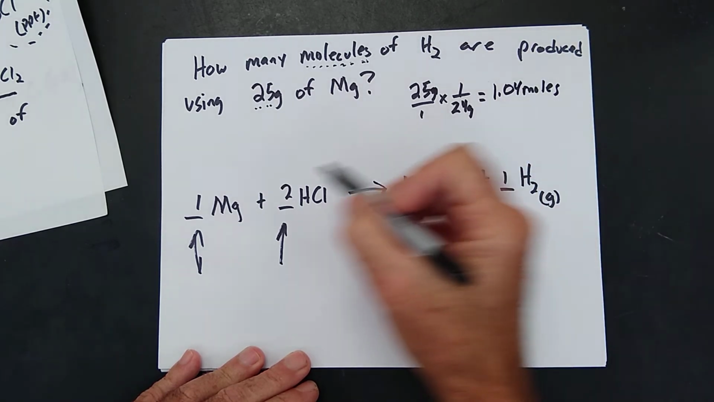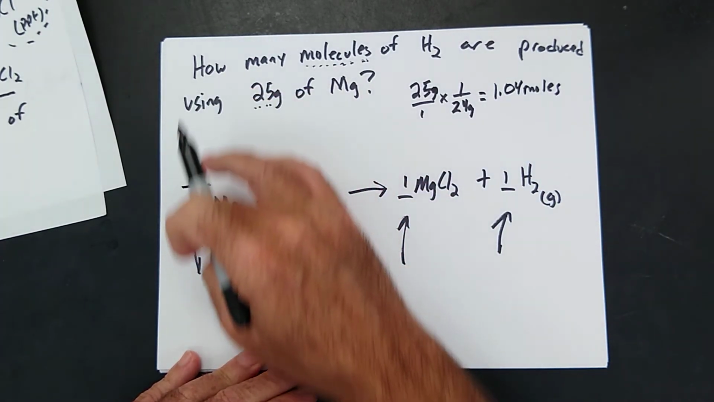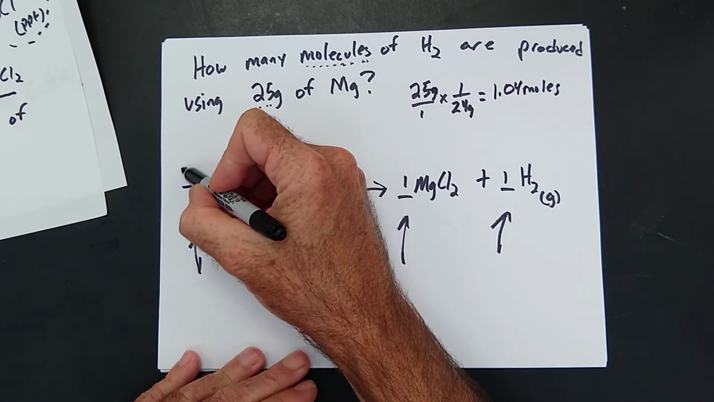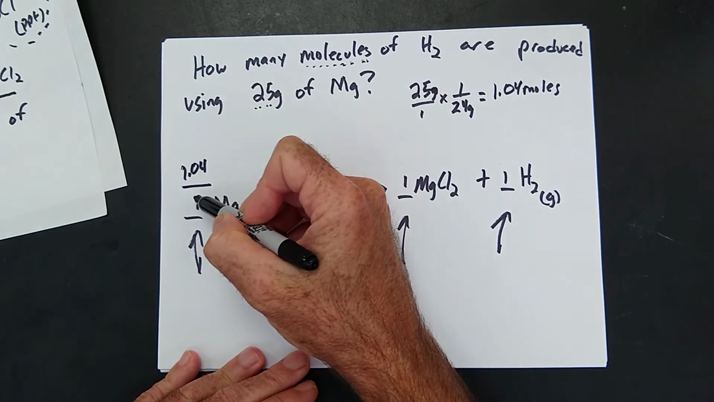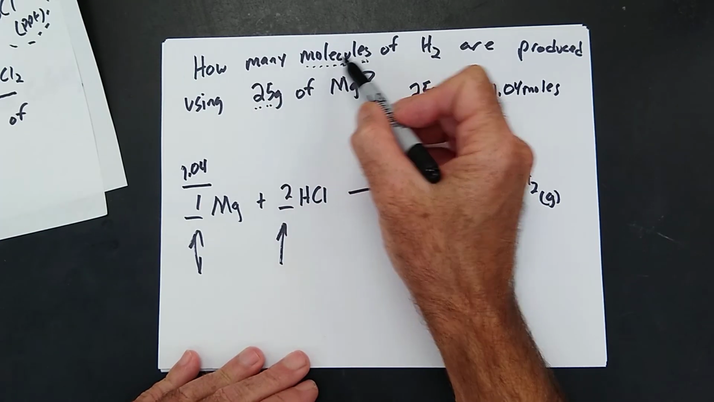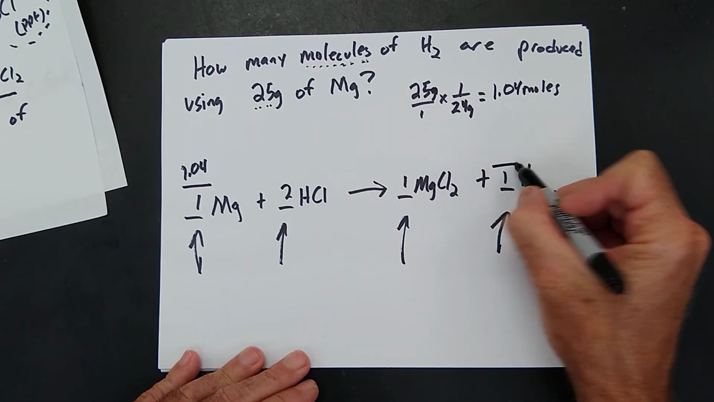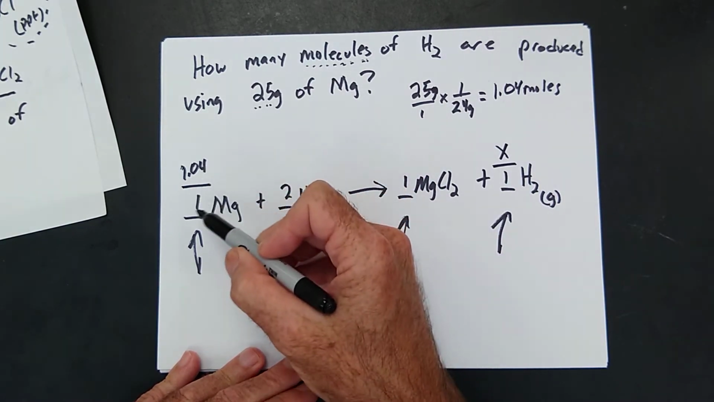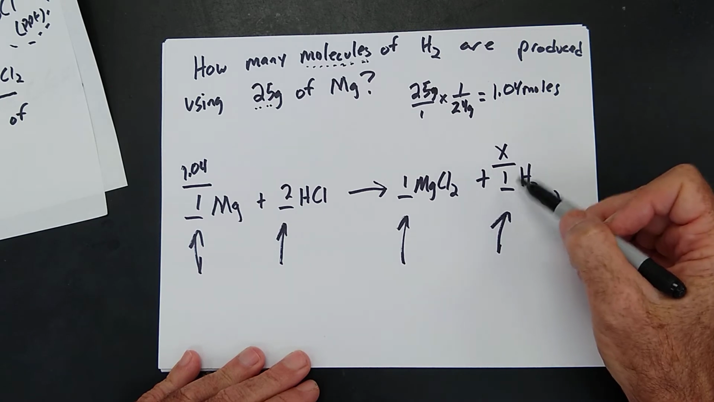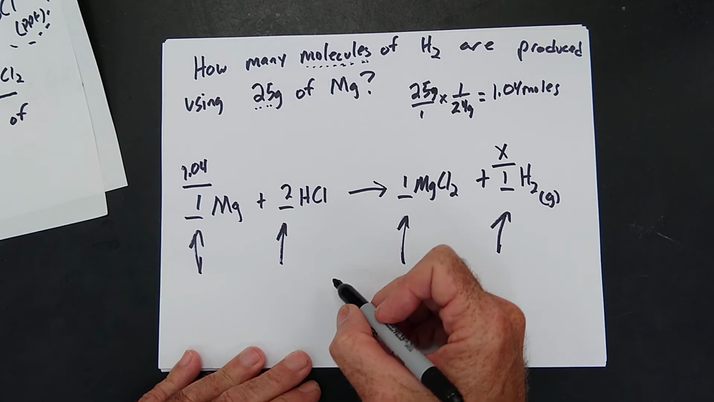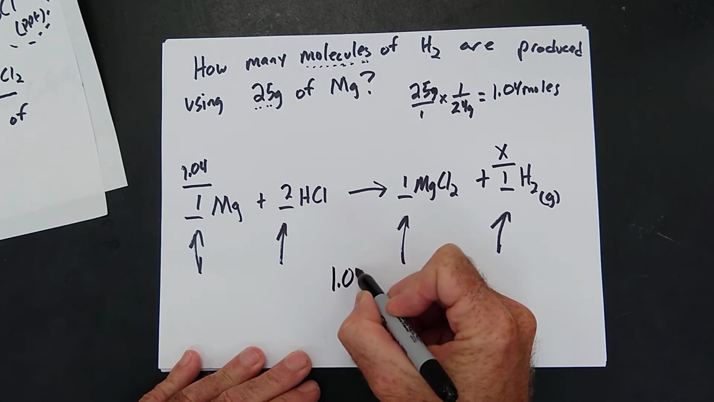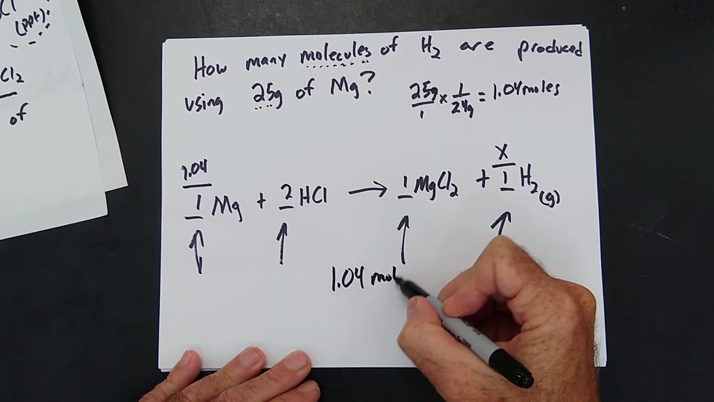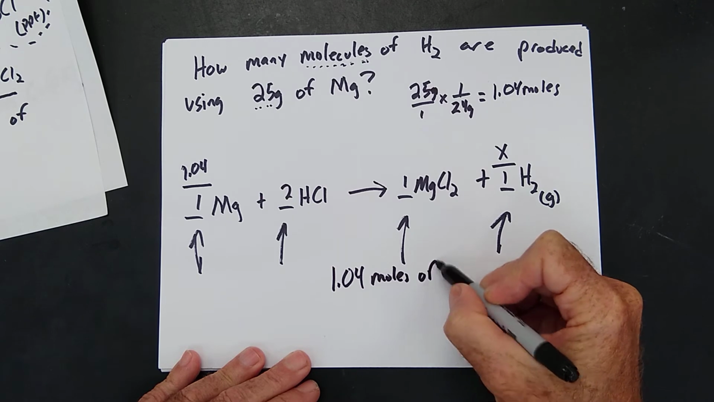So now I can put that here because these numbers in the equation stand for moles. 1.04 is to 1 as how many molecules of H2? I'm going to put an X over there. 1.04 is to 1 as X is to 1. Guess what? We're going to produce 1.04. That X is going to be 1.04 moles of H2.